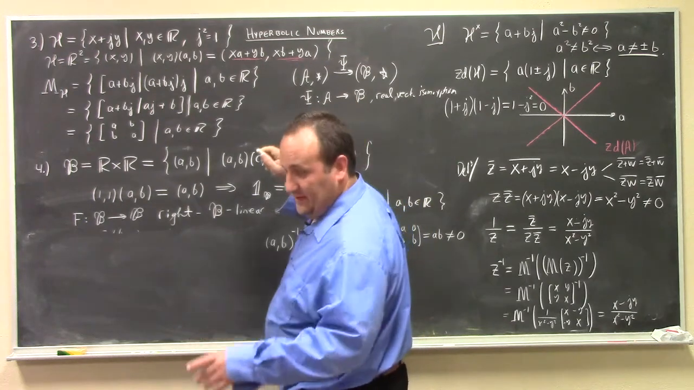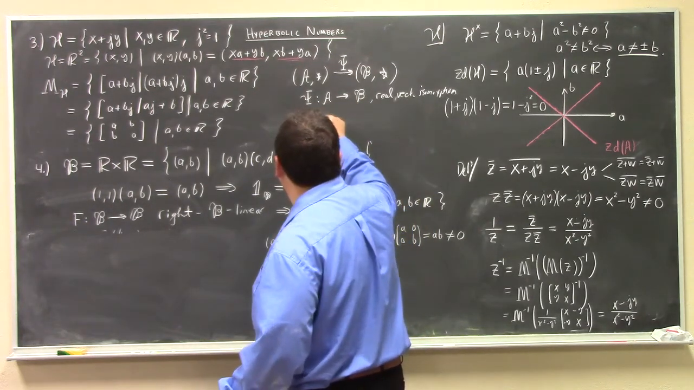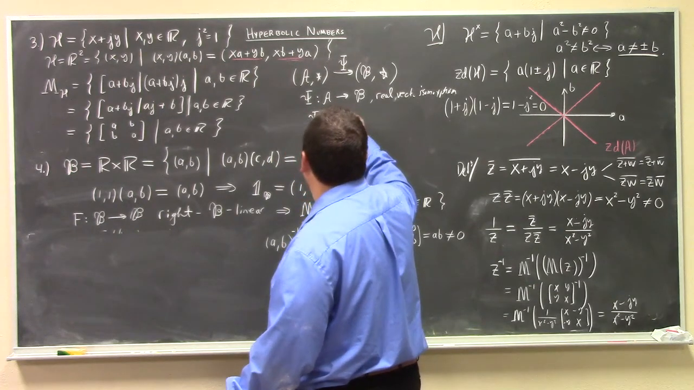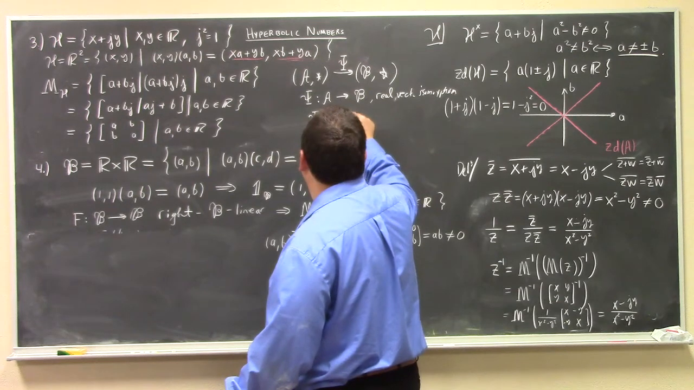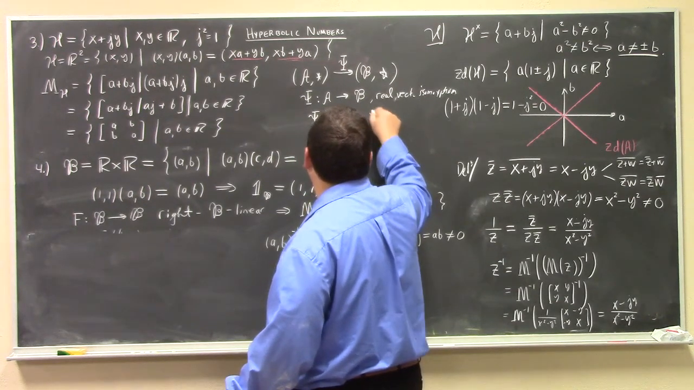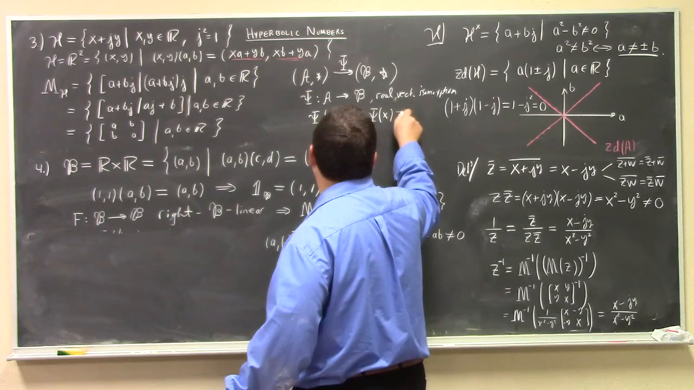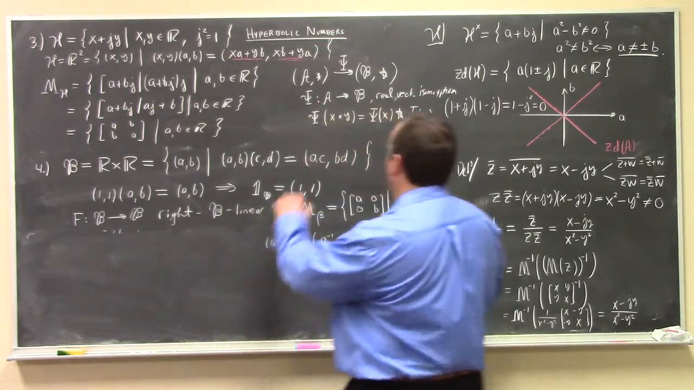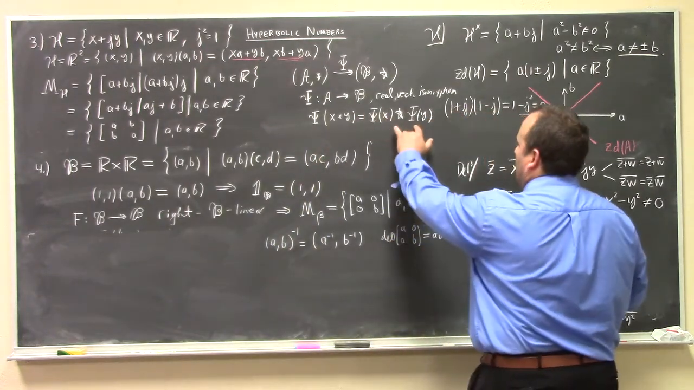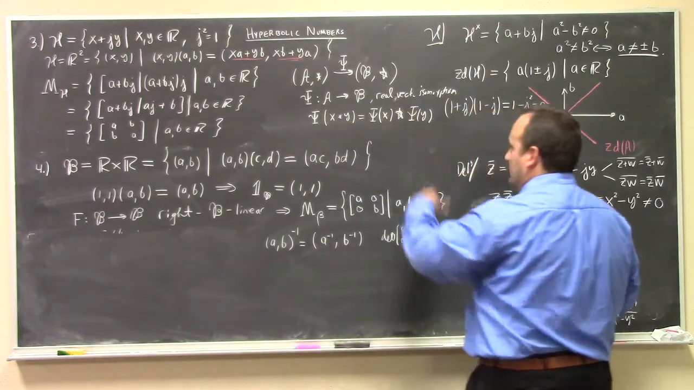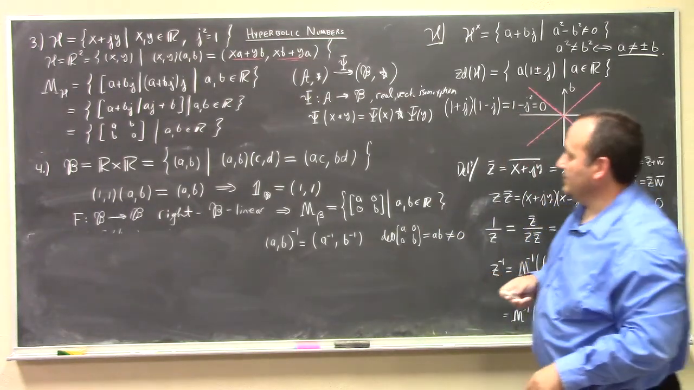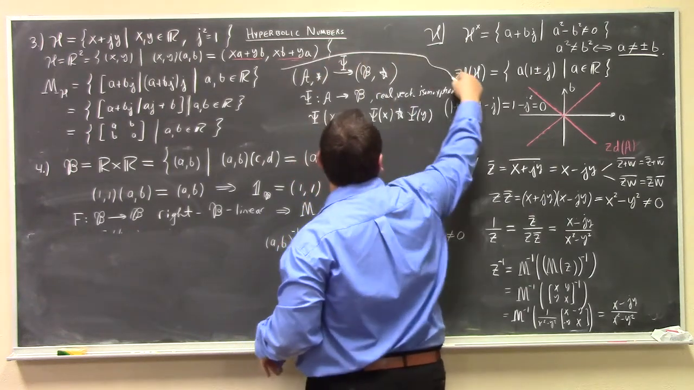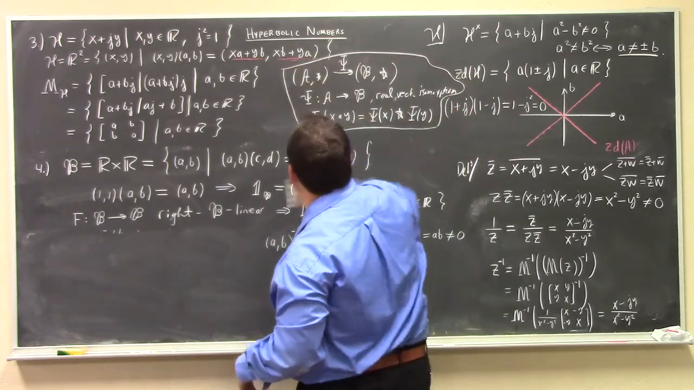But I'm not done yet. We also have preservation of the product. So psi of, let's say, x times y is equal to psi of x star psi of y. So you trade multiplication in A for corresponding multiplication of the images in B. This is what defines a real algebra isomorphism.